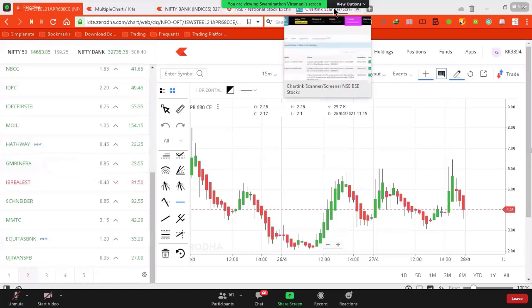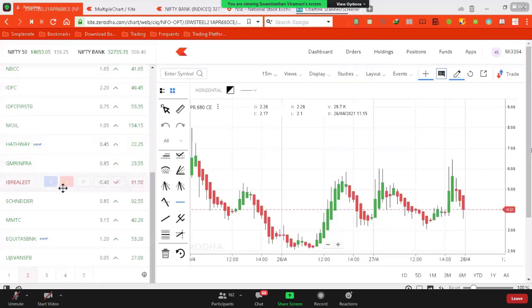What I've done is I've identified certain stocks. This is an ongoing process. It's not by any means the end of my research. Like Ujjivan Small Finance Bank.